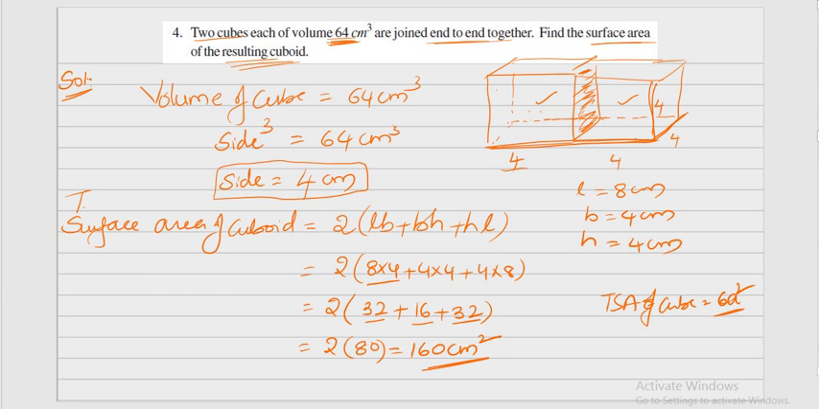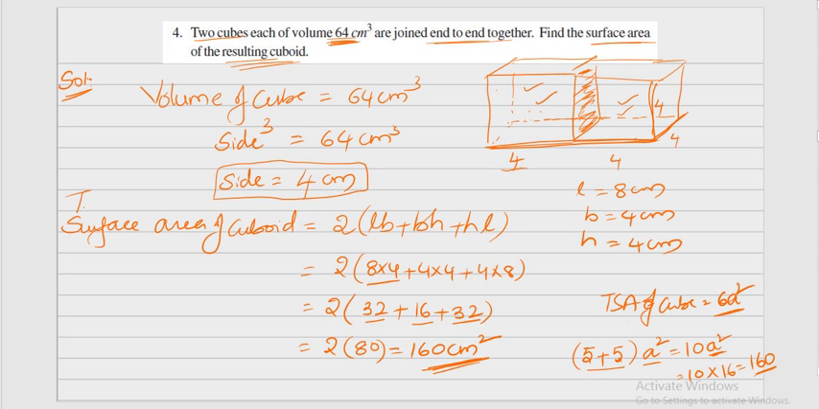That means we have only 5 faces of this cube and 5 faces of the other cube. From the first one we get 5 faces and from the second one we get 5 faces. Each face is a square, so we can directly take 5 plus 5 into a square, which gives 10a square. Here each side length is 4, so a is 4, so 10 into 4 square is 16, which gives 160. So did I get the same answer? 160 only.